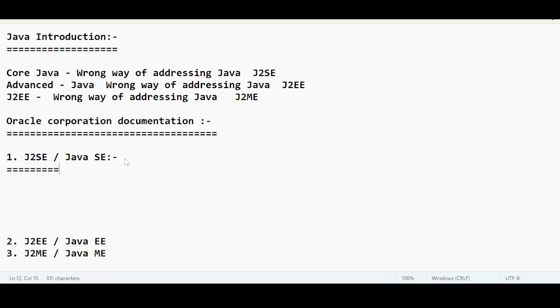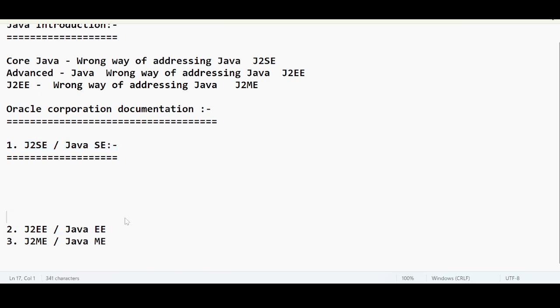What are the benefits that you are going to get with the first part, and what are the benefits with the second one and the third one? We will look into them one by one.